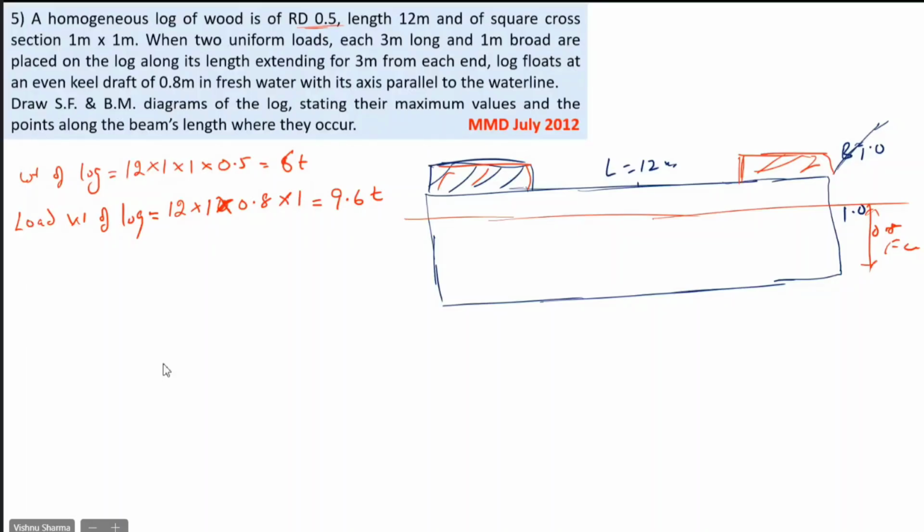Yes, sir. Okay. The difference will give us the weight loaded. Weight loaded on the log, that will be 3.6 tons. That means that is 1.8 tons each, because there are 2 weights loaded. So 1.8 tons is loaded here and 1.8 tons is loaded here. And since it's uniformly distributed, it is distributed at a rate of 0.6 tons per meter. This is 0.6 tons per meter. Am I right?